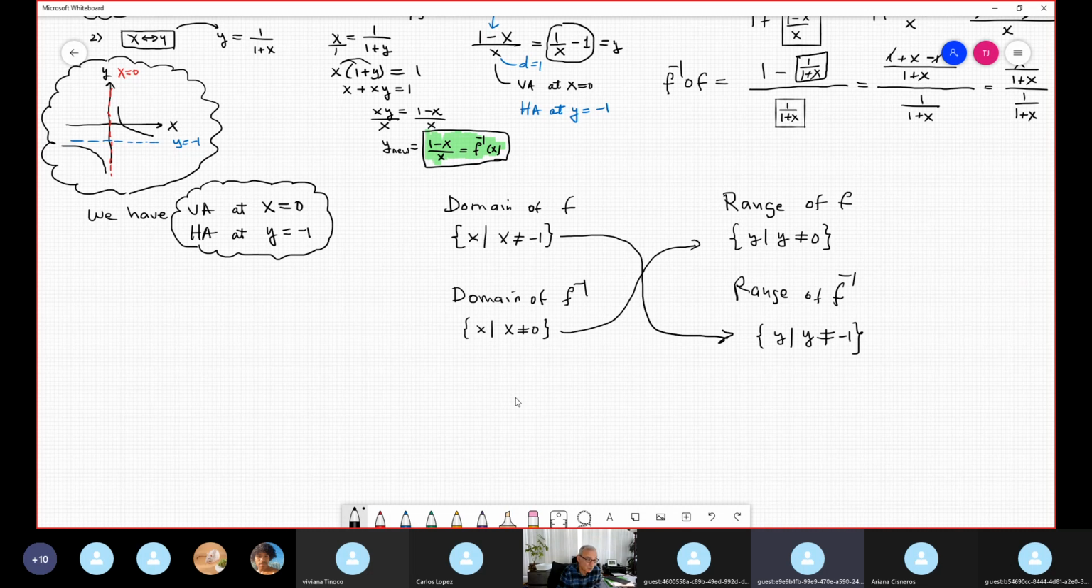Remember, there are two possibilities to be undefined: a vertical asymptote or holes. In this case, we have no hole, we have a vertical asymptote. And in the range, the only value that the graph never touches is -1, because it's the horizontal asymptote at -1. So the curve approaches it, but never touches -1. Super good, super good, super good. I like that.